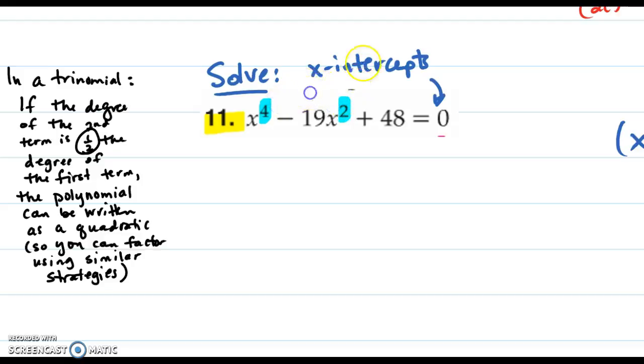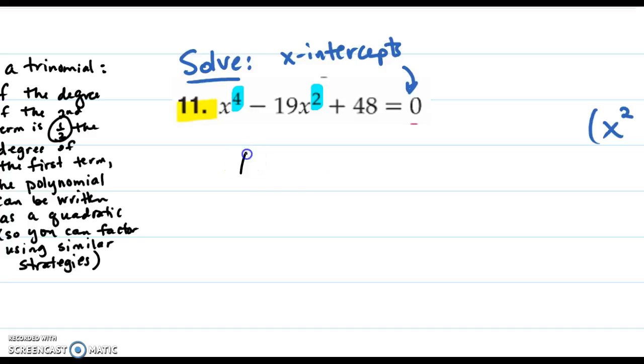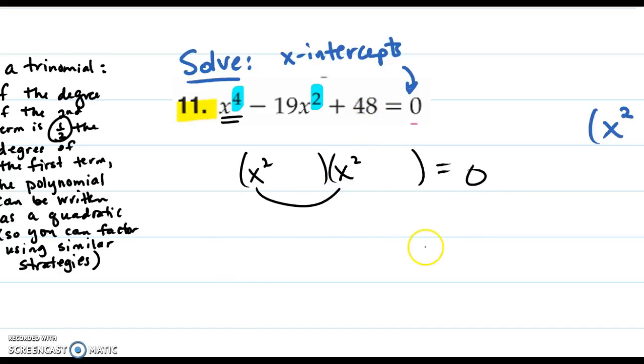So we know, okay, this is a trinomial. The degree of the second term is half the degree of the first term, so it should factor like a trinomial. So that's why I would try 2 sets of parentheses, set them equal to 0. Well, if I want x to the 4th, x squared and x squared should give me x to the 4th, right? So then, just true to form like you would do, I need 2 numbers that multiply to give me 48 and add to give me negative 19. All right, so they multiply to give me 48, add to negative 19.